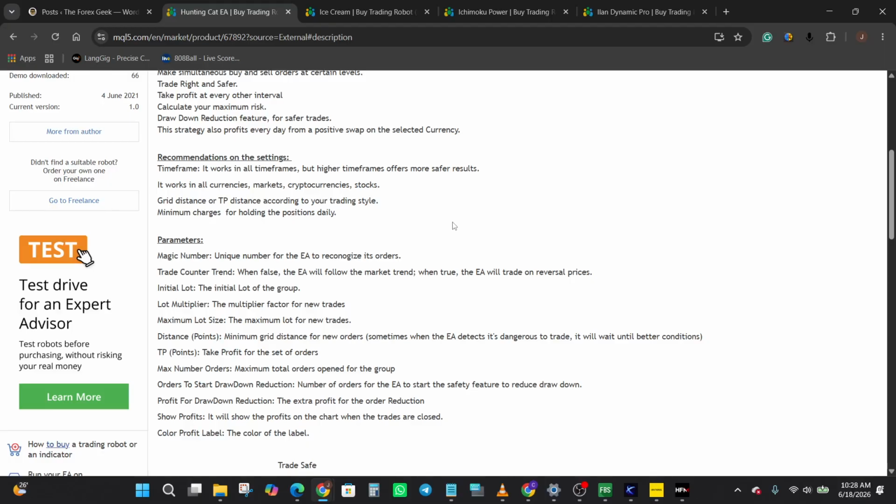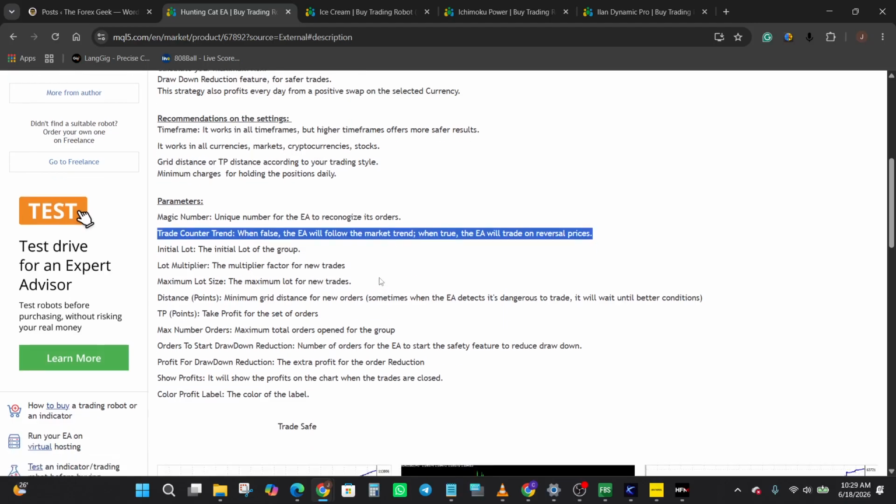Moving into the parameters section, we can see several customization options. There is a magic number setting for order identification along with a trade counter trend option. When this is set to false, the EA follows the market trend, and when set to true, it trades reversal opportunities instead.